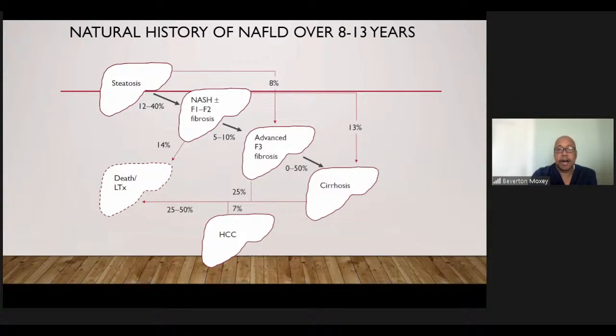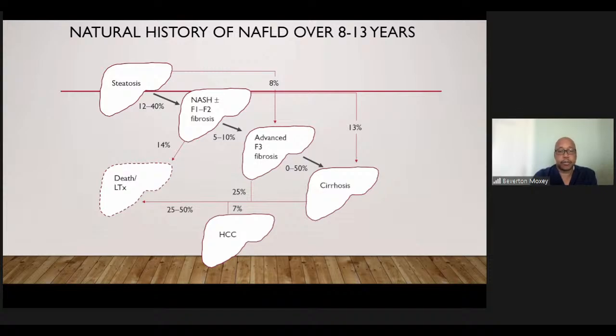Thank you. So this is a schematic that shows us the progression of NAFLD over that 8 to 13 year period. At the very top left-hand corner, steatosis is the beginning stage where you have the fatty liver. 12 to 40% of those people are going to progress on to NASH. Then you progress on to fibrosis, and then from fibrosis to cirrhosis. And once you have cirrhosis, there's a risk of developing hepatocellular carcinoma.